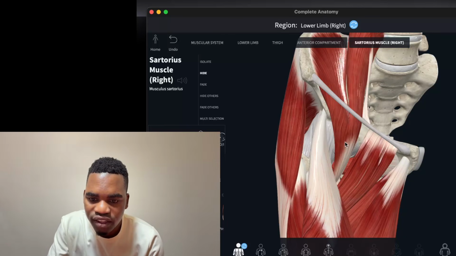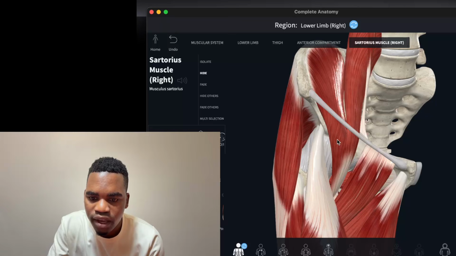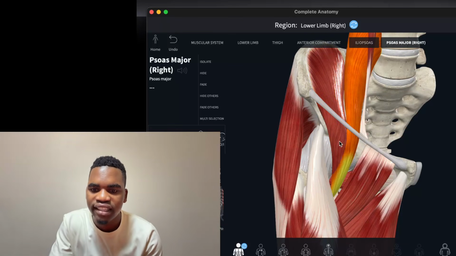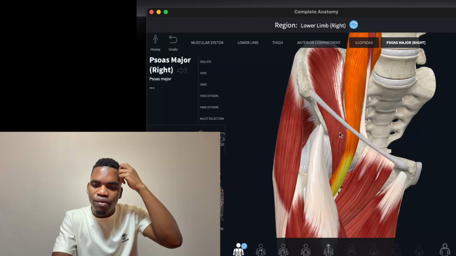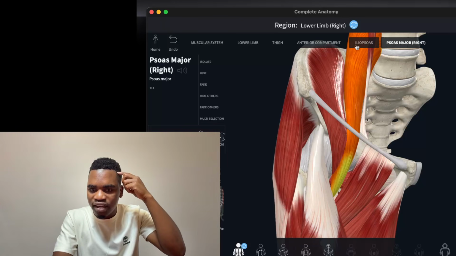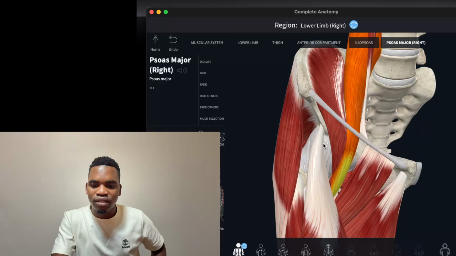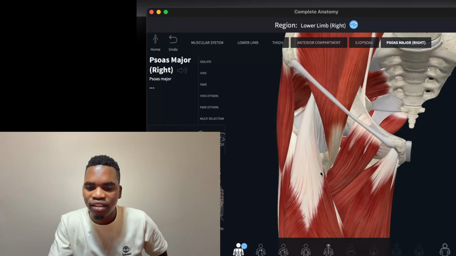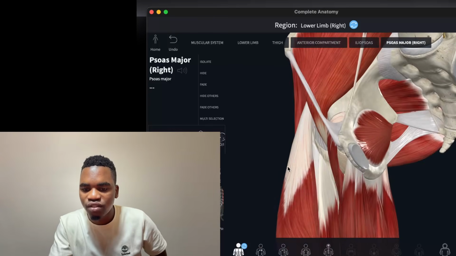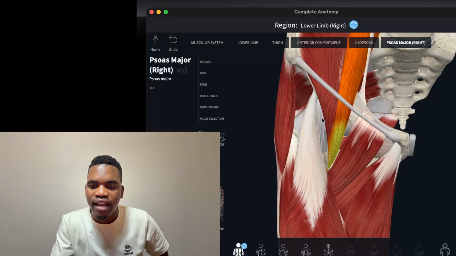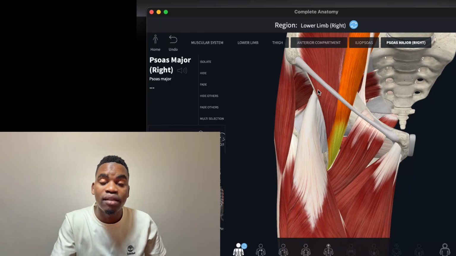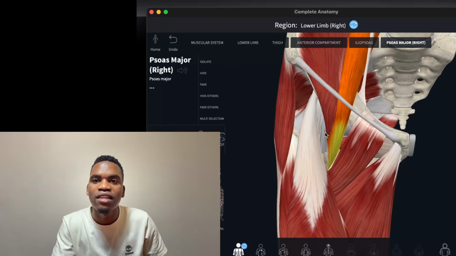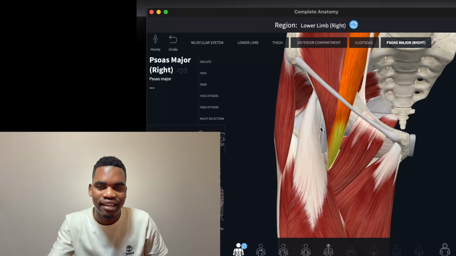Number two, we have this muscle here, which is formed by the union of the iliacus muscle and the psoas major. So the iliacus muscle and the psoas major together form the iliopsoas muscle. The iliopsoas muscle is going to insert to the lesser trochanter. I'm going to show you later today. And this iliopsoas is the powerful flexor of the thigh at the hip joint. You can write that down.